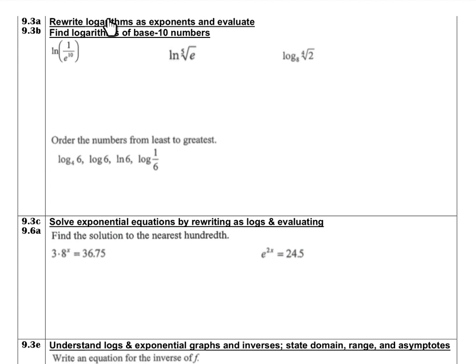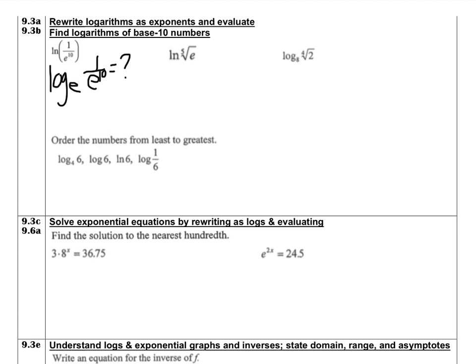9.3a and b, rewrite logarithms as exponents and evaluate, or find logarithms of base 10 numbers. So let's get started with evaluating these first three. Now this is a natural log of 1 over e to the 10th power. So what you might want to do is rewrite the natural log as log base e if it helps you see it better. So if you do that, it's log base e of 1 over e to the 10th, and it equals something.